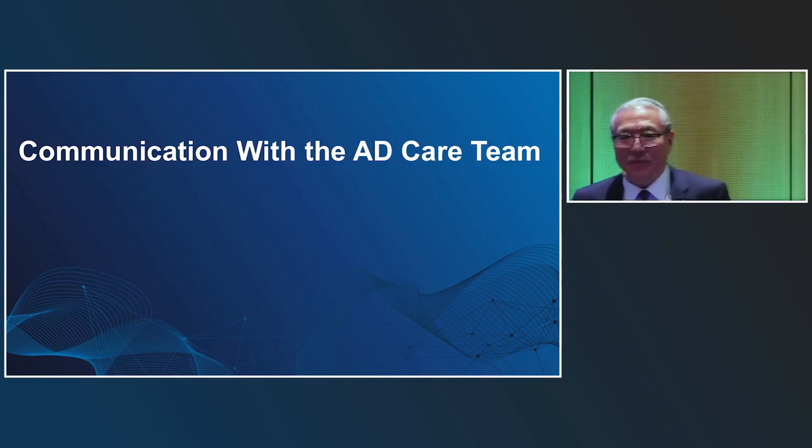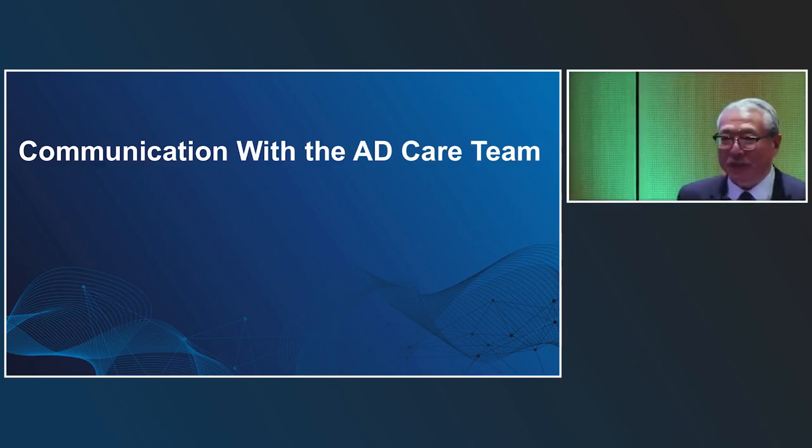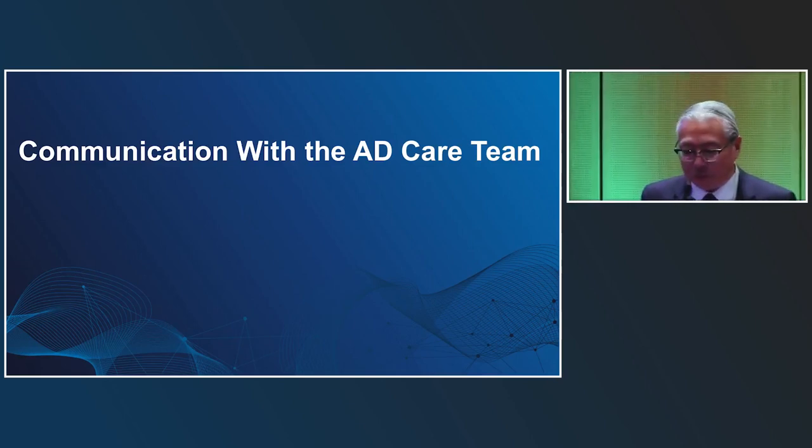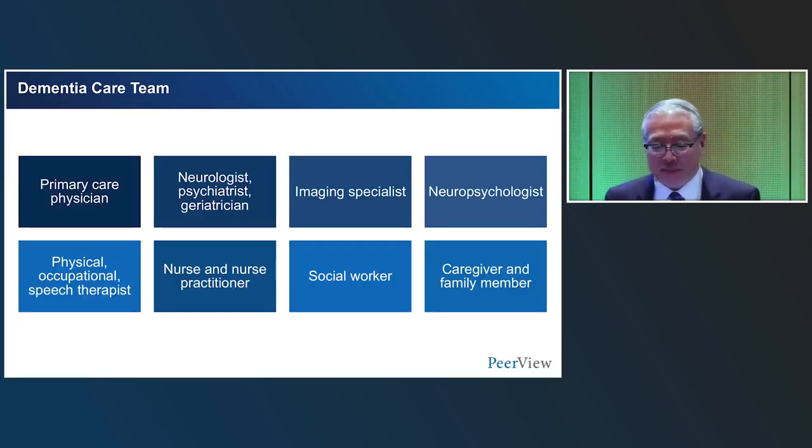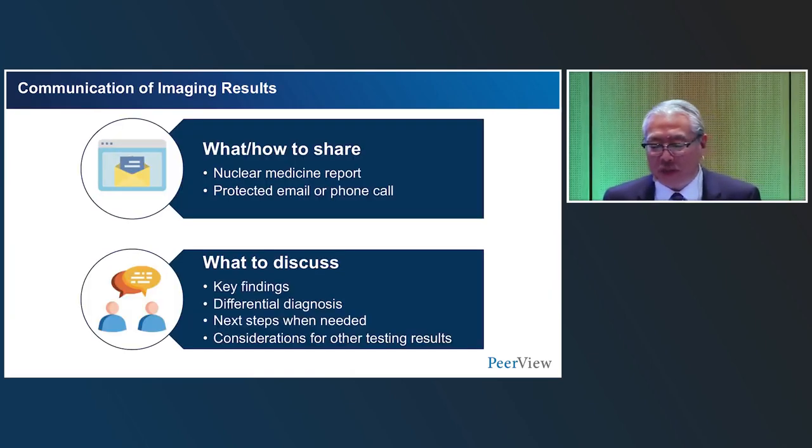I think we are running out of time, so I'm going to just use 1 minute to talk about communication with the AD care team. Caring for a dementia patient is really a multidisciplinary effort, with a group of people helping a patient from diagnosis to care provider. You can actually take a look. It's a substantial effort to help a dementia patient.